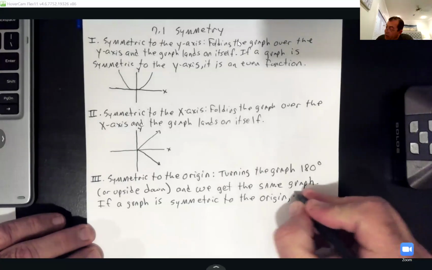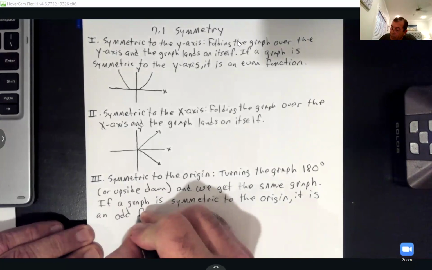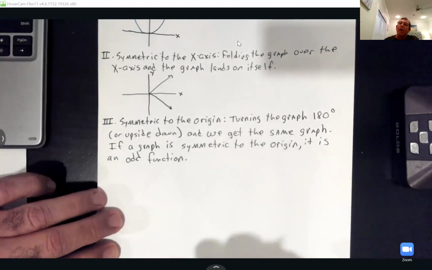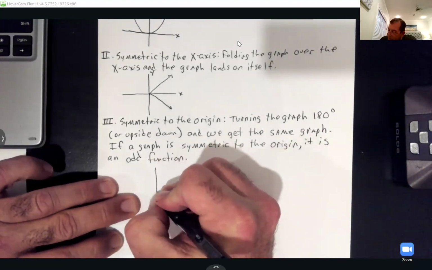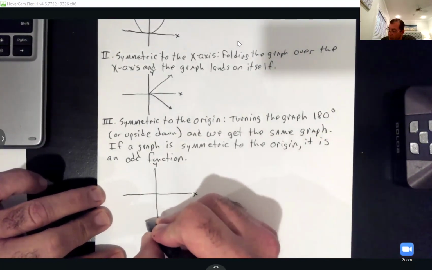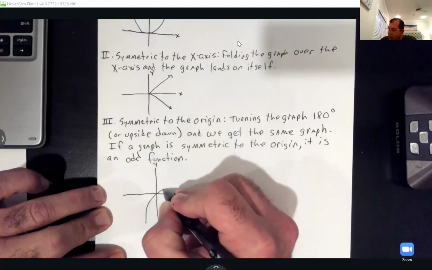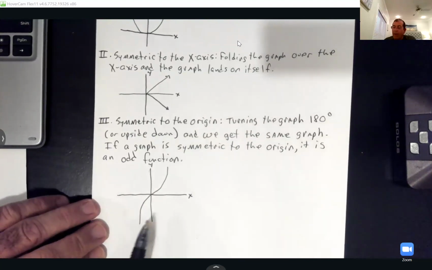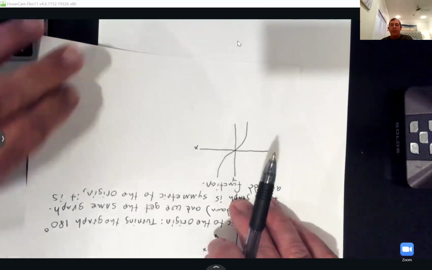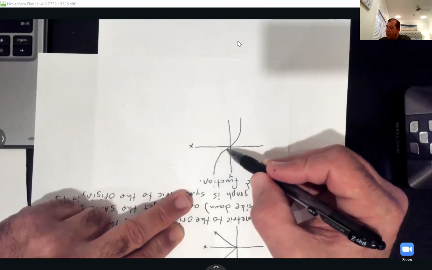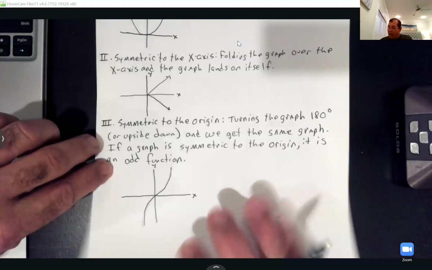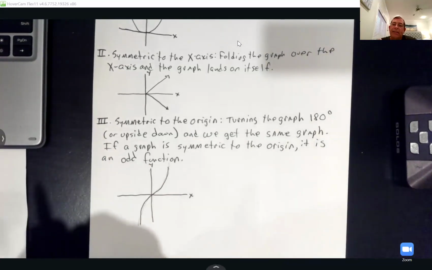Now, if it's symmetric to the origin, it is an odd function. That's because graphs that are symmetric to the origin have odd exponents, okay? So a graph that would be symmetric to my origin, I'll do a cube. So a cube will come in, sort of pass through the center and go uphill. Now, notice this graph is going uphill, left to right. If I was to turn it 180 degrees, I still got a graph that's going uphill from the left to the right. Okay. So that's what we're talking about. When I turn it upside down, I got the same picture, and that's what's making it symmetric to the origin.